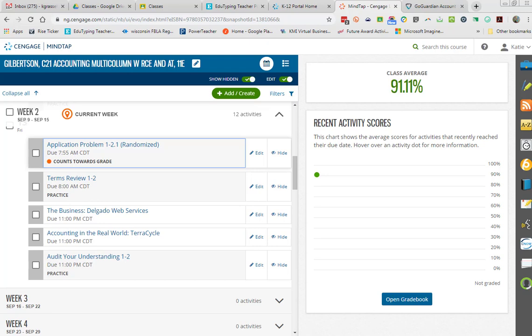And we see Delgado Business Services, that was a reading. This is a reading. Audit your understanding. Some of you went through and did the audit your understanding 1-1, and I tried to give you feedback. I'm working through this feature as well, but this allows you to go back and answer some questions to see if you know what you learned in 1-2 yet. So that's a good practice. The other thing I will do is I will turn on the reading assignments so that you can see that as well for 1-3.